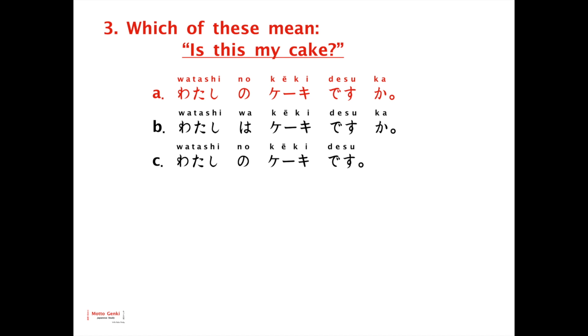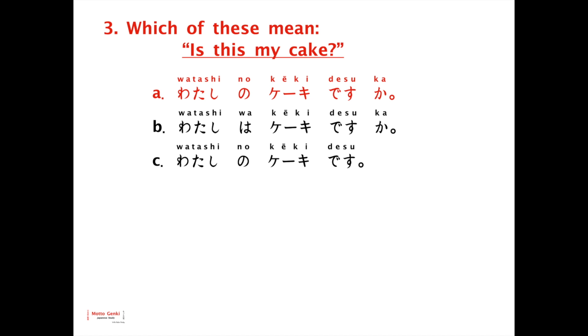Right. Is this my cake? The answer is A. Watashi no keiki desu ka? So in this sentence, keiki meaning cake, watashi means I, watashi no my, watashi no keiki, my cake. Des means is, and it's a question. So this is my cake becomes, is this my cake? Watashi no keiki desu ka?